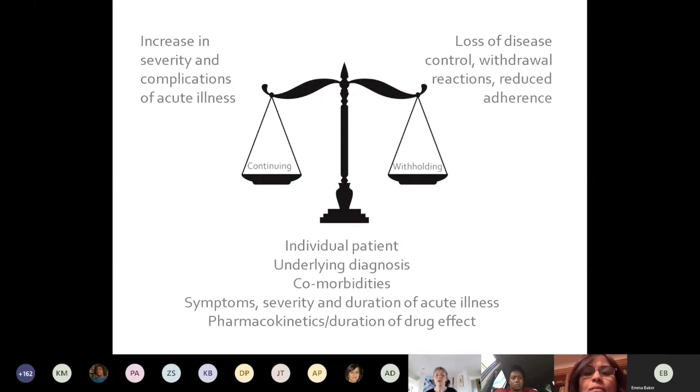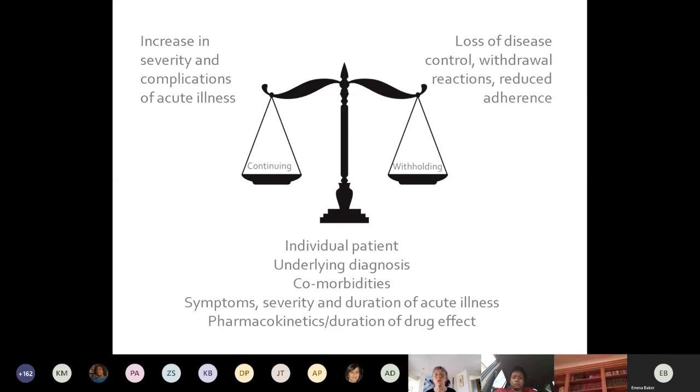It's complicated hugely by the fact that each patient will be different. They'll have a different set of underlying diagnoses and comorbidities. The symptom severity and duration of acute illness will be different every time, and so each time might need different adjustment of their medicines. The pharmacokinetics and the duration of the drug effect varies for every drug, as I'll show you in a little while. And so it's incredibly difficult.